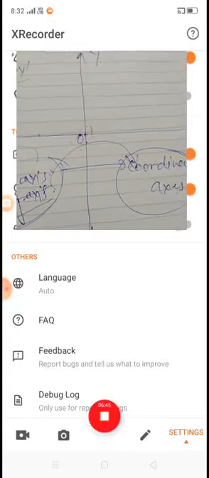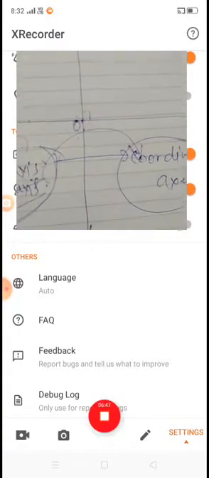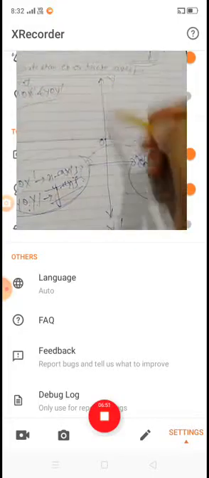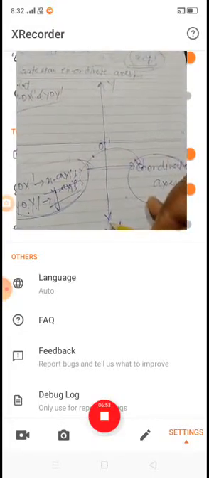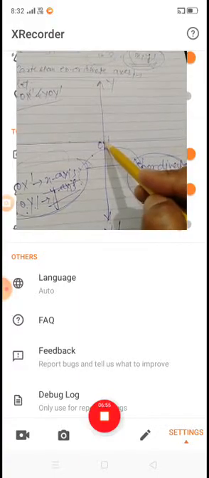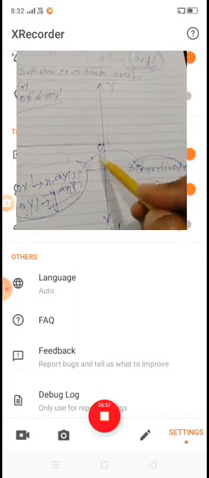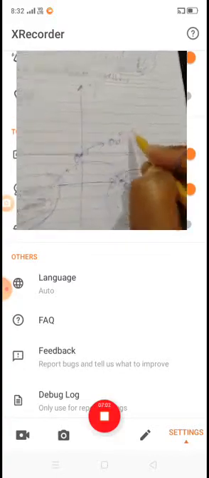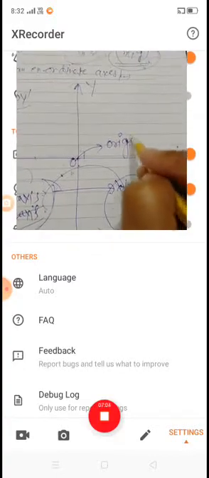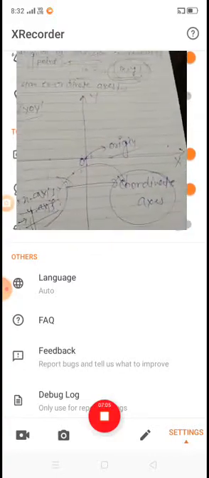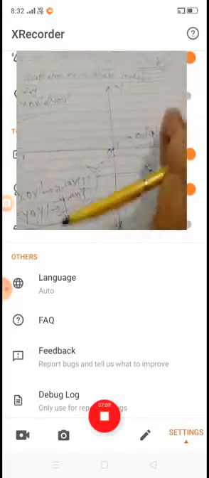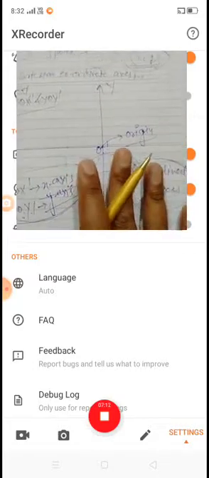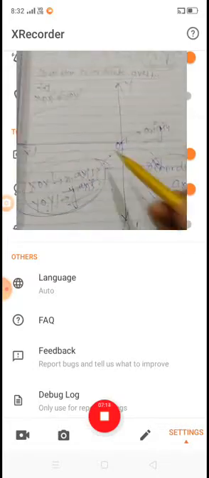Okay, and the point of intersection of these lines, that is O, is called the origin. That point is called the origin. Okay, this is a very important discussion. So dear students, please concentrate very carefully.